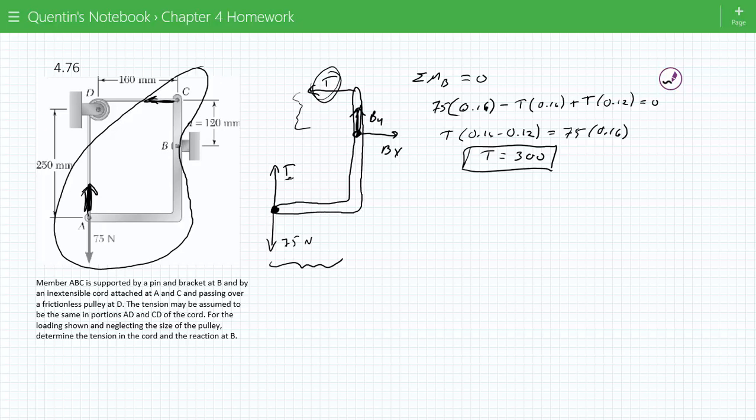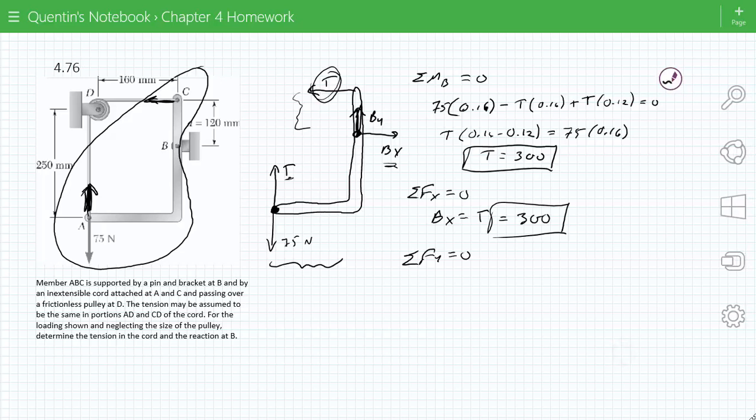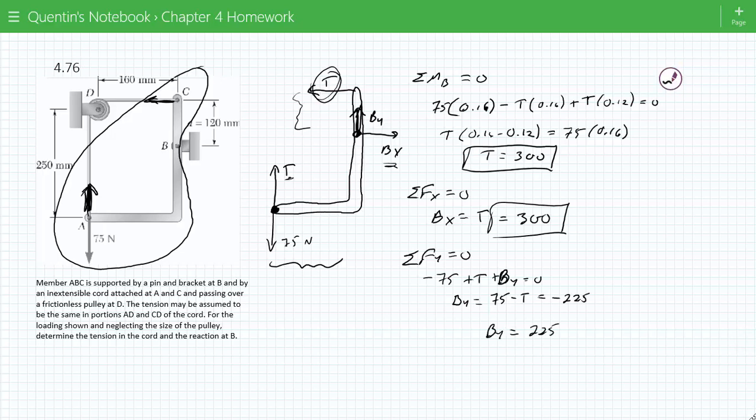Okay, and then let's just do this. Sum of the forces in x equals 0. Well, we only have two x forces. We have this one and this one. So you can just look and see that Bx is equal to T. You guys buy that? And so therefore that's equal to 300. Okay, and sum of the forces in y equals 0. Here we have one extra force, so we have minus 75 plus T plus By is equal to 0. So therefore By is equal to 75 minus T, which is equal to minus 225. Or in other words, By is 225 down.